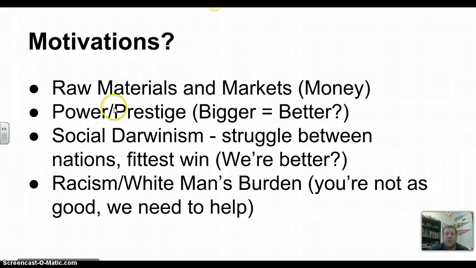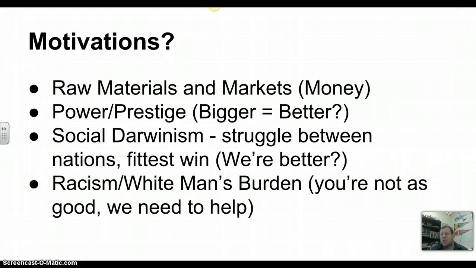And lastly, we read The White Man's Burden by Rudyard Kipling. The idea at the time was that people of different areas are not as good as Europeans because they don't have the same technology, the same beliefs, the same religion, and so maybe they need help, and so we're going to help them as part of it too. And so those are all the motivations that take place.